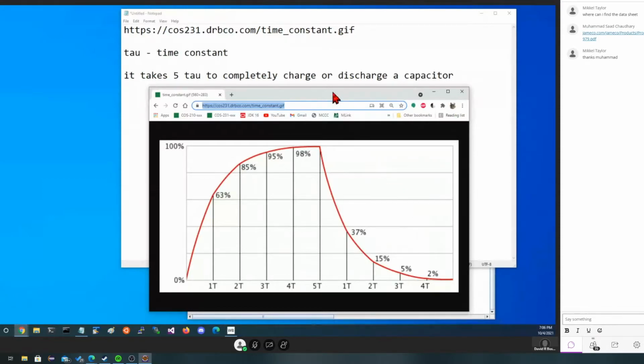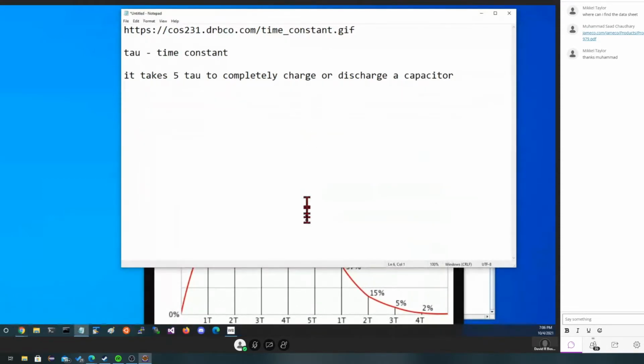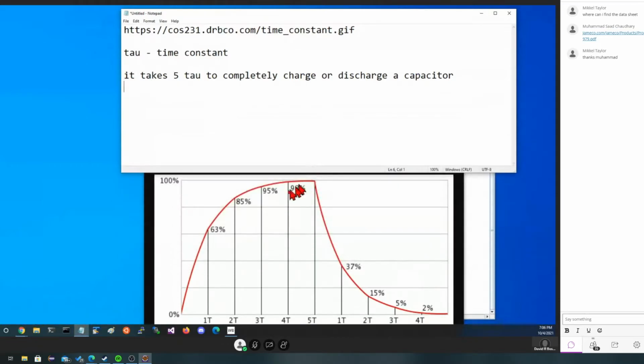So what we need to know is how big is tau with a particular capacitor. Notice that right now, these are relative numbers. Does it have anything to do with the total amount of voltage? Well, nothing yet, because all we have is a percentage.